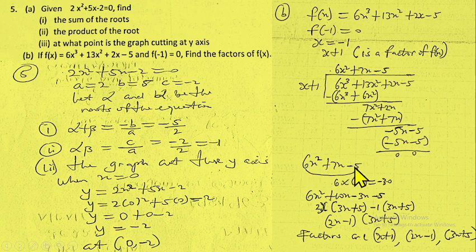So 6 multiplied by minus 5 gives us minus 30. You look for 2 factors of minus 30 that multiply together to give minus 30, and when you add them together give plus 7. Those 2 factors are plus 10 and minus 3. So we have plus 10s minus 3s, and that gives us this plus 7s. So therefore the expression becomes 6s squared plus 10s minus 3s minus 5.